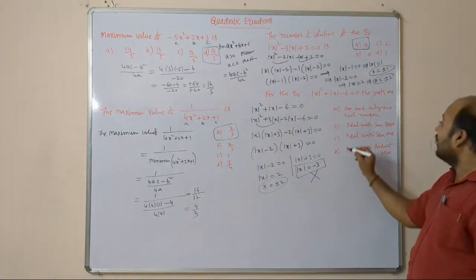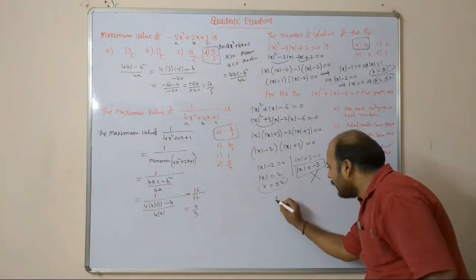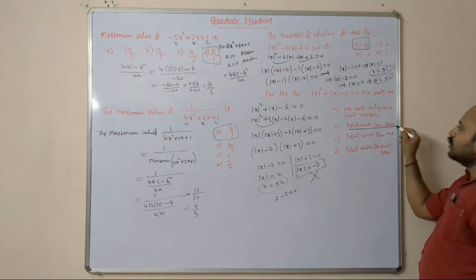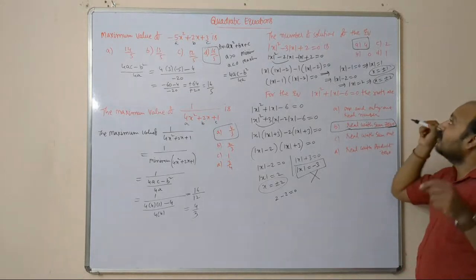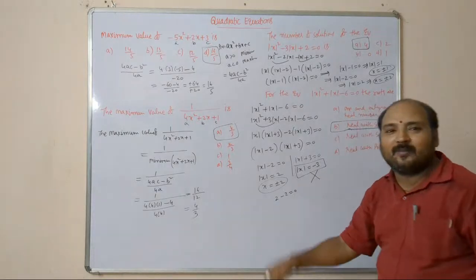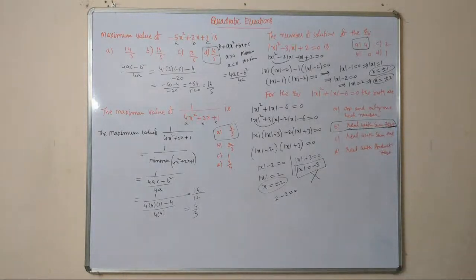So how many real roots here? 2 and minus 2. Sum is 0, you know. So real roots with sum 0. So this option is the right option. Real roots and whose sum is 0 here. I will move on to another set of questions.